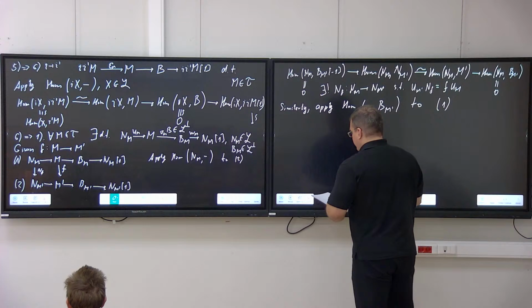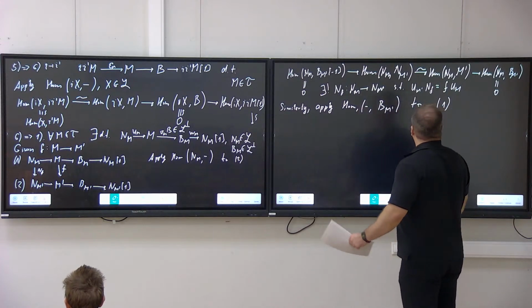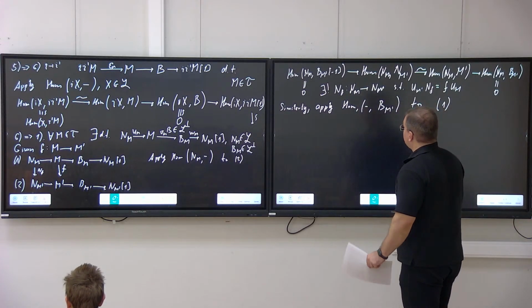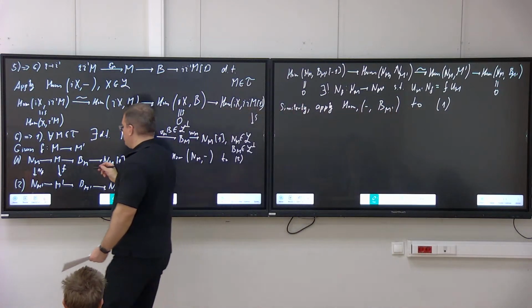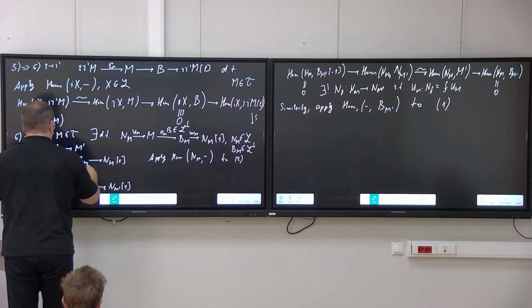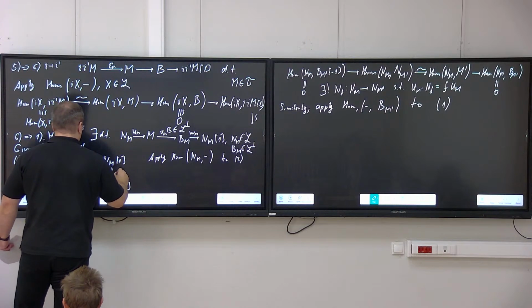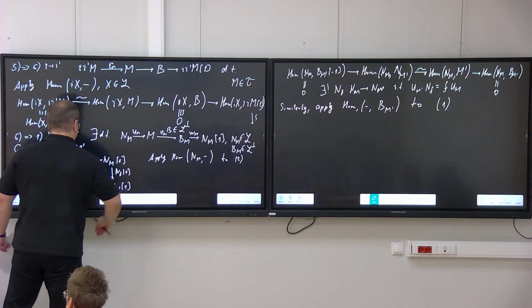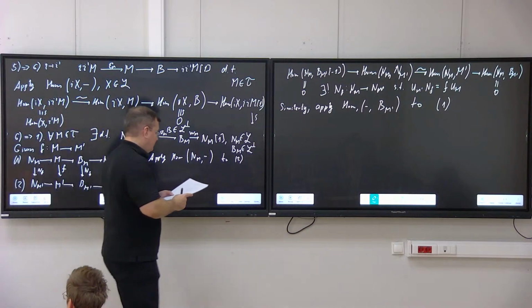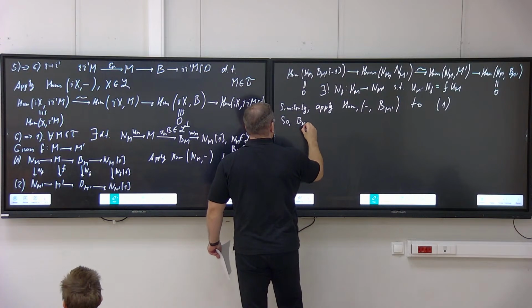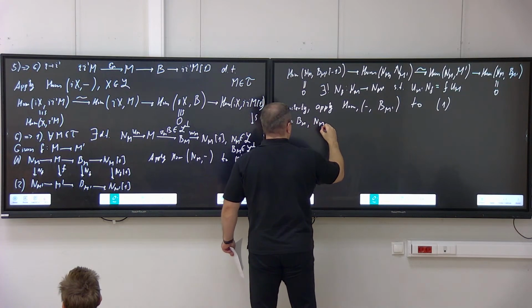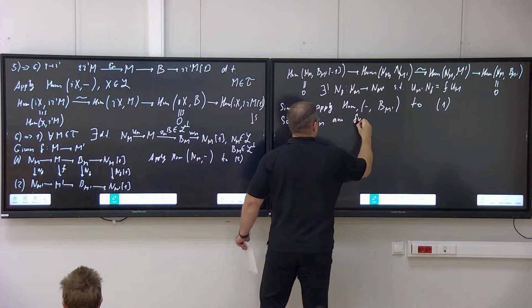You get exactly the same exact sequence with Homs in the beginning and the end. You get zeros, you get the isomorphism, and you get the conclusion that there is a unique map N sub F, which is the map between B's. So this is N_F, right? So B_M and N_M are functorial.